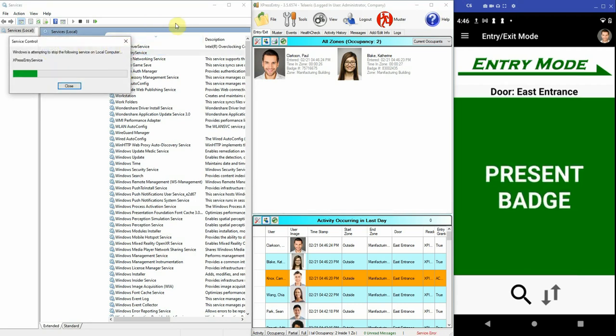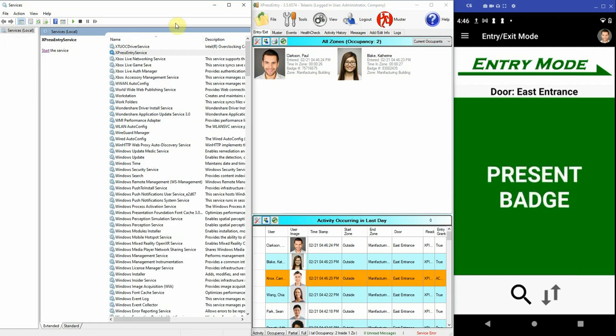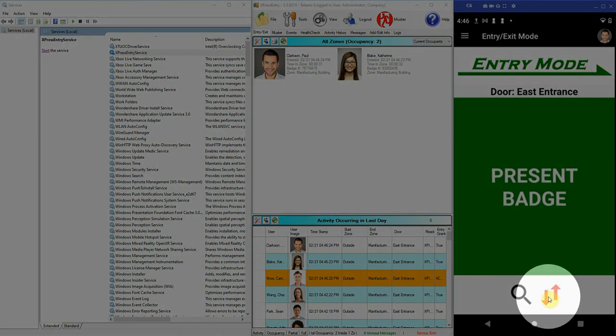Now to demonstrate a downtime, I will just shut down the service, and this would mimic a server downtime. Now, whenever there's a downtime, the reader starts to spool the transactions on itself. So if you look here on the right hand of my screen, you should see that now this arrow is red, which means the server is disconnected.